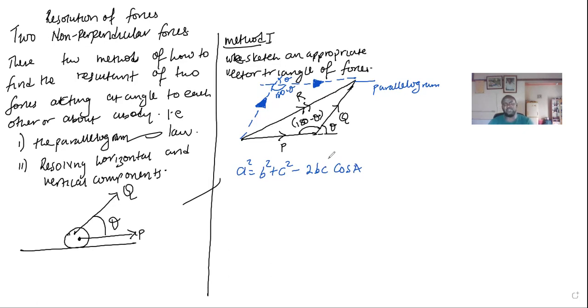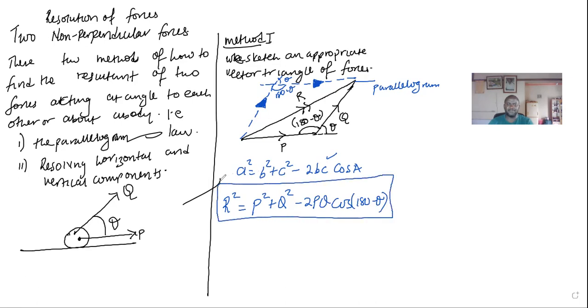Okay, but this one you've also seen in O level. So if R is what I'm looking for, the resultant force, it will be R squared is equal to P squared plus Q squared minus 2PQ cosine of 180 minus theta. With this, you can get R. Before that, you're also supposed to get the angle alpha which that resultant subtends. Here we can use the sine rule, which says a over sine A is equal to b over sine B is equal to c over sine C.